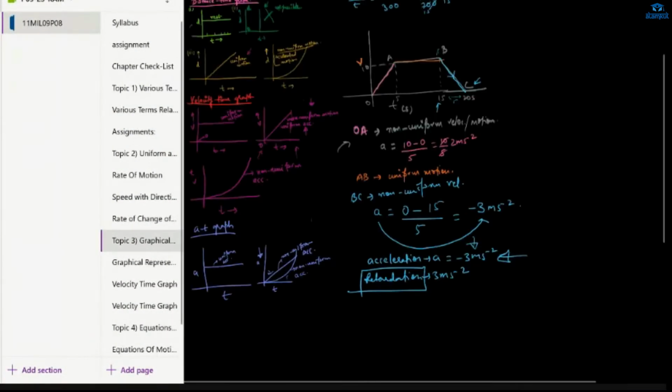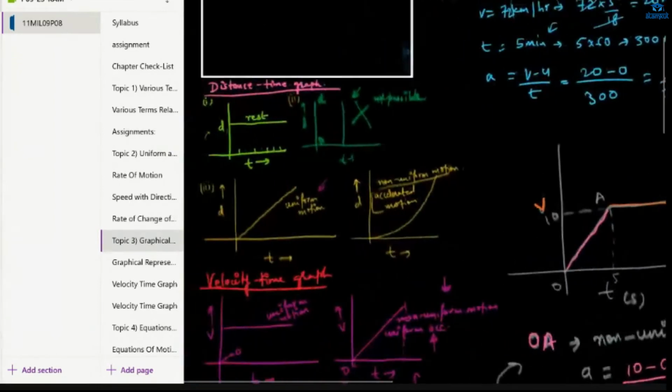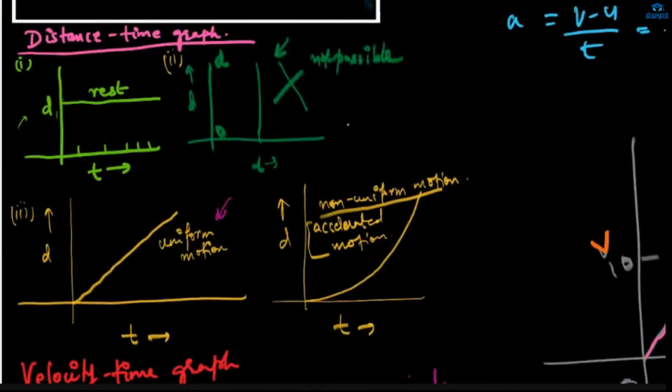In the last class we studied the graphical representation of motion. When the distance-time graph is parallel to the x-axis, the body is at rest. Fine. And if you draw the distance-time graph like this, then this graph is not possible, because it's not possible that time will remain the same and the distance will keep on increasing. So this graph is not possible.